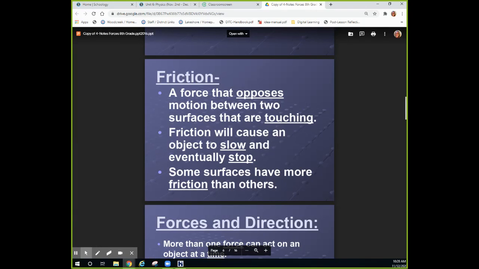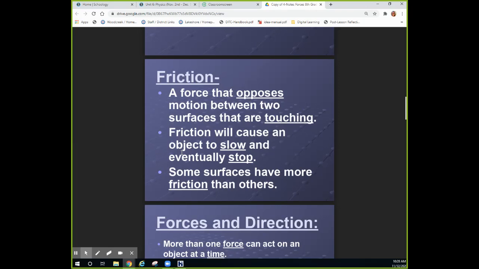Right, you slide around more on the wood floor because there's less friction. When you're in your socks and you're sliding around on the carpet, the carpet and the socks have a lot of friction, so you won't move as fast. But on the wood floor, you can slide and skate all over the place.